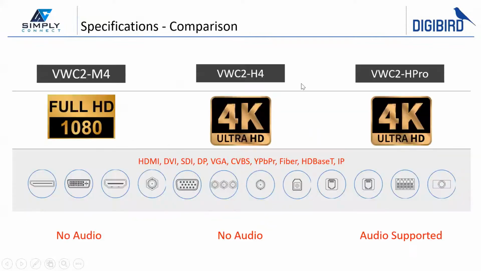Here is some of the comparison. For M4, we normally recommend it for Full HD requirements. If you have a 4K requirement, either it's H4 or H Pro. All the interfaces are supported across the different series. For the audio support, M4 and H4 are purely video, whereas H Pro is the latest model, and we included audio support as well.